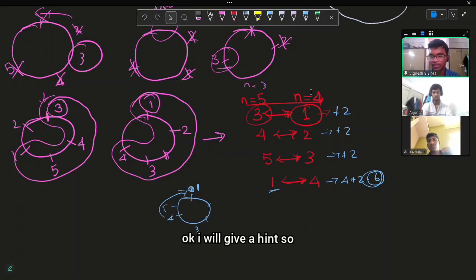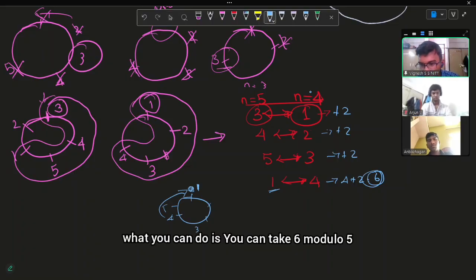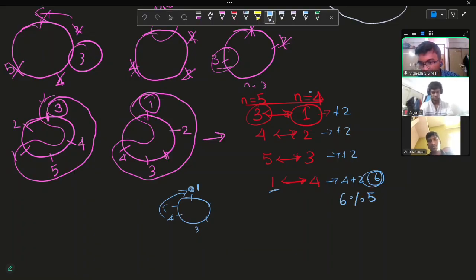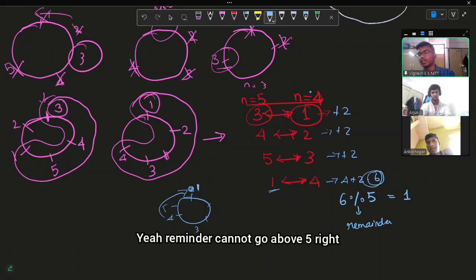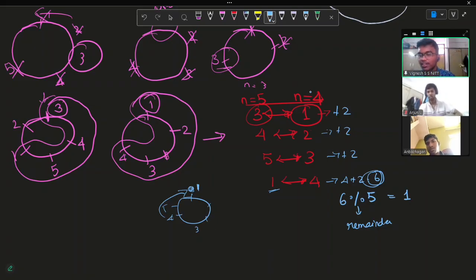Okay, I will give a hint. What you can do is take 6 modulo 5. Modulo means remainder. Remainder is something which will give the answer only in the range of 1 to 5. Yeah, the remainder cannot go above 5, right? If it goes above 5, that number gets wrapped back into the range for the question. So 6 modulo 5 is 1, 7 modulo 5 is 2.